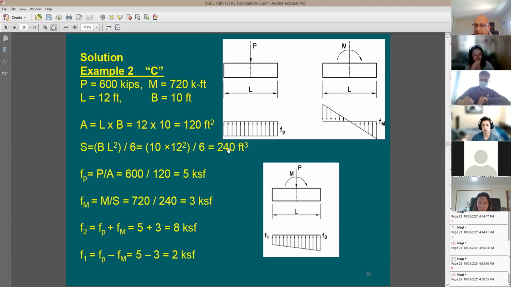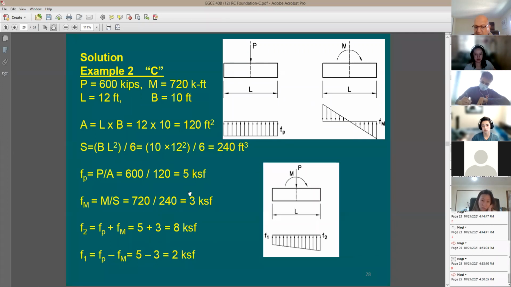Now the stress due to axial load is equal to the vertical force divided by the square footage, the contact area. I have here 5 ksf. Due to moment, it is equal to M over S. Here's the moment 720 and S is 240. It's going to be 3 ksf. Now here are F1 and F2, the two that we were just talking about. F2 is going to be additive, right? You're adding the two values, and F1 is going to be subtractive because you have compression here and tension here.